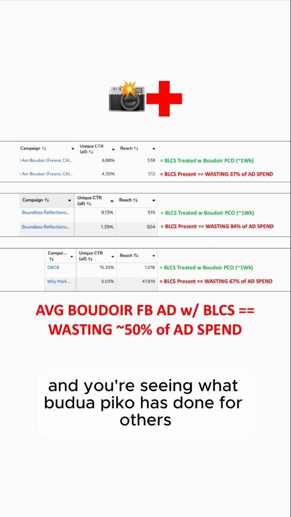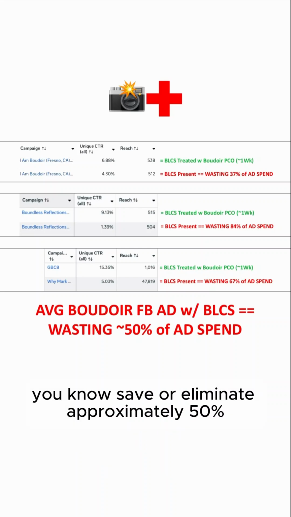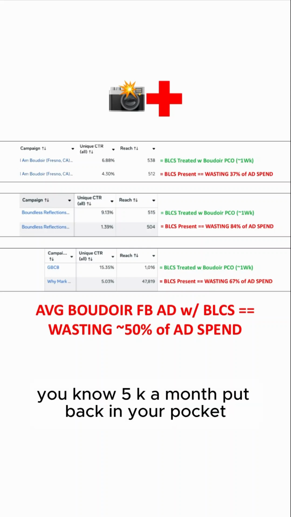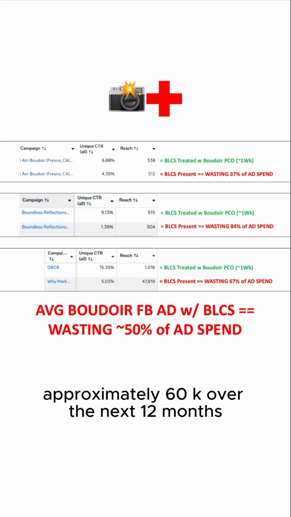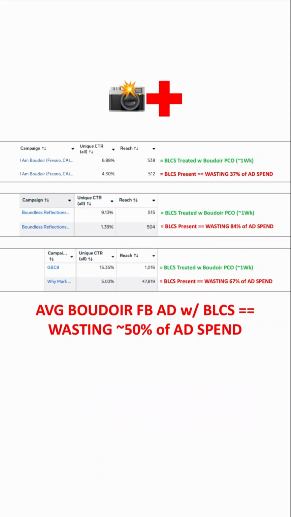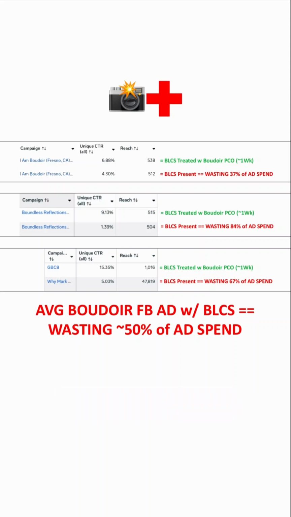And you're seeing what Boudoir Pico has done for others, the Boudoir Pico treatment. And you see on average it can save or eliminate approximately 50%, 5K a month put back in your pocket, approximately 60K over the next 12 months by eliminating the wasted spend and bringing your required spend down. And you want to achieve pre-click alignment. You want to become a dominant boudoir advertiser with Boudoir Brain Entry Boost, because that's what you need on your path to become a number one boudoir photographer in your city.